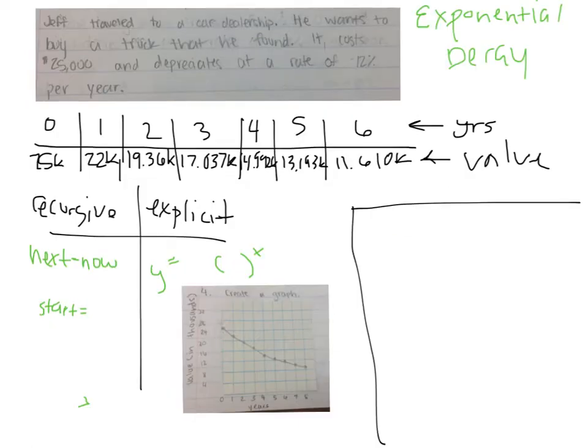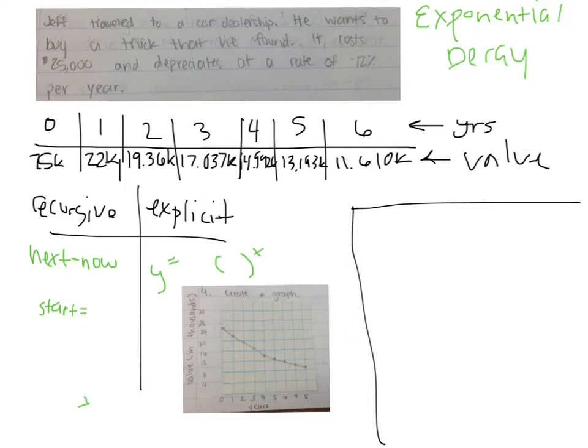Jeff traveled to a car dealership. He wants to buy a truck that he found. It costs $25,000 and it depreciates at a rate of 12% per year. Now, our table shows that it would start at 25,000, and then after 1 year, it would already be at 22,000 because of the depreciation rate of 12%, and then it would just continue, and after 6 years, be at 11,610.